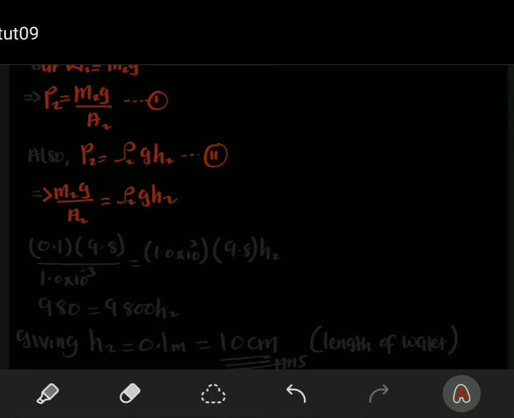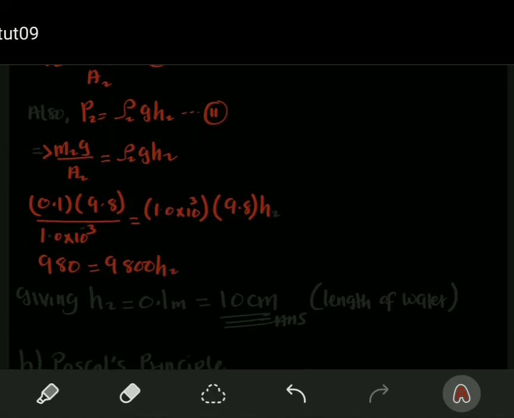So if we substitute those values into this expression, on the left hand side we have 980, and on the right side we have 9800 multiplied by h2, from which we can obtain the value of h2 as 0.1 meters, which is the same as 10 centimeters. Okay, so this is the length of the water column. After pouring in your water, you will discover that the length of that column is 10 centimeters.